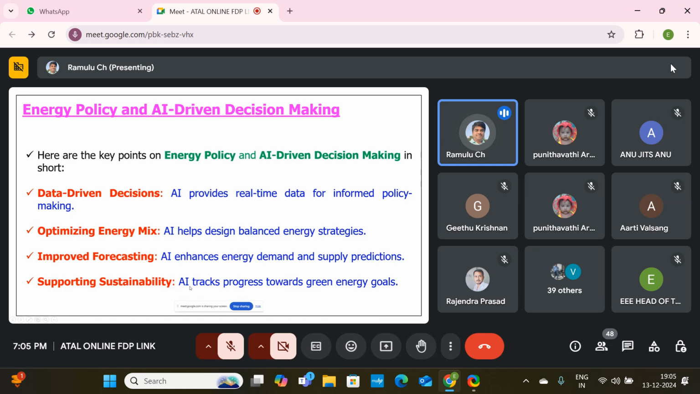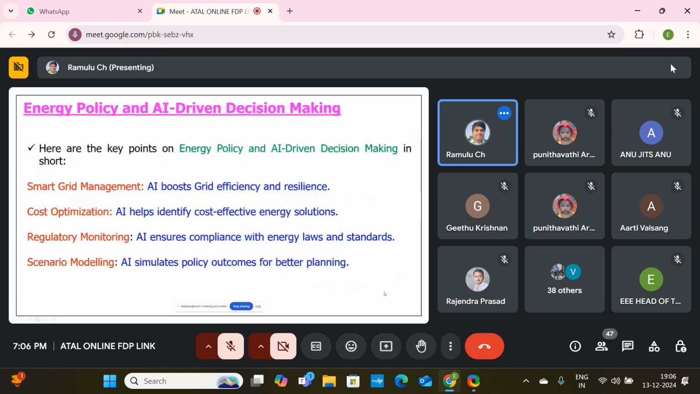Supporting sustainability. How is this? AI tracks progress towards green energy goals. What kind of improvement? Pollution-free generation: how is energy generation possible with less cost and less time? That is always going to be tracked towards the green energy goals.